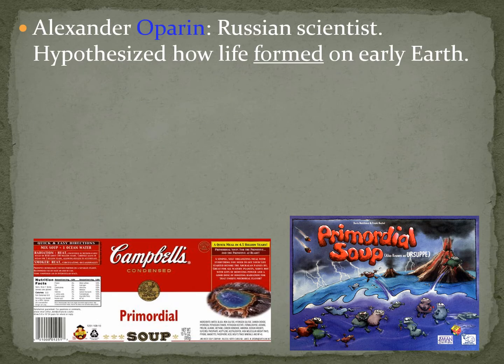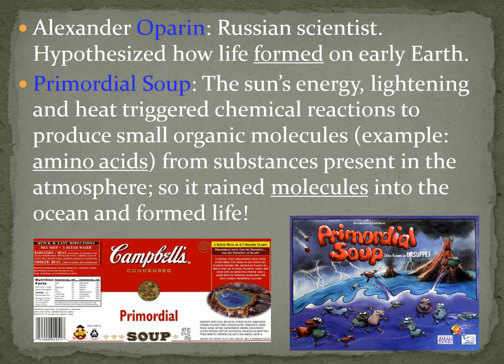Then there was the idea from Alexander Oparin, a Russian scientist. He said, "This is how I think life formed on Earth," and he used the primordial soup. In words you can understand, there was a bad storm in the atmosphere, which caused a chemical reaction. Once they had a chemical reaction, little proteins and amino acids came falling from the sky, and when they hit water, it formed life. So if I throw a piece of meat outside in the water, that meat is going to turn back into a creature? That's primordial soup.